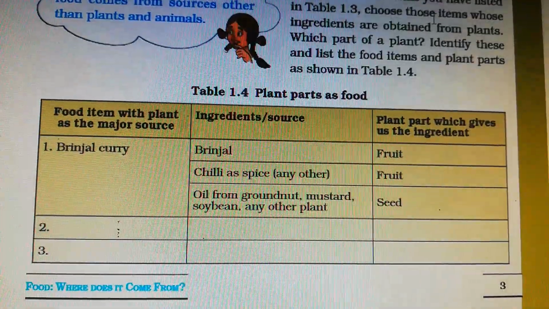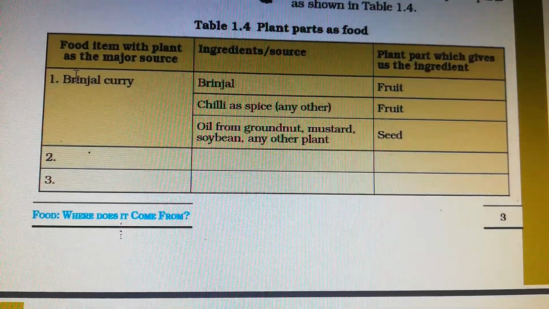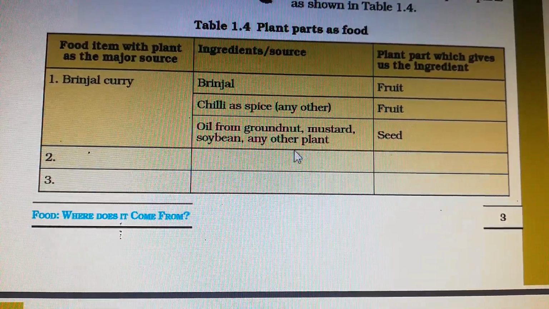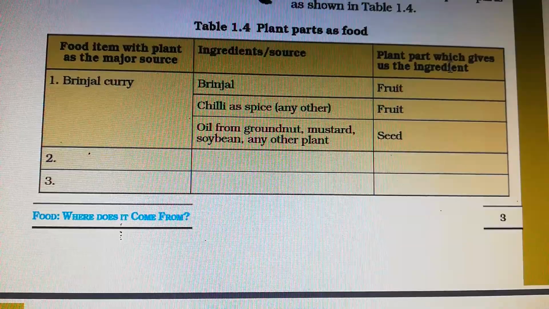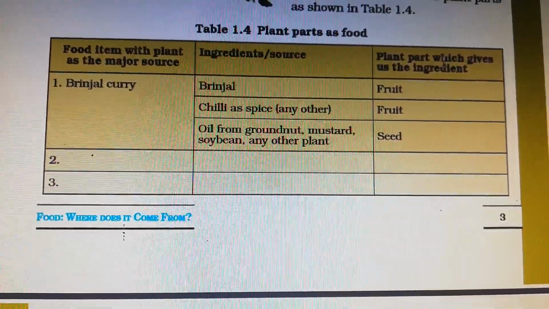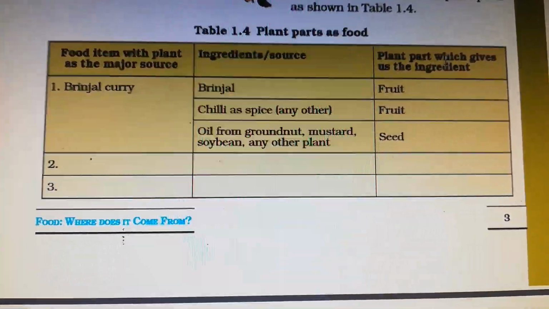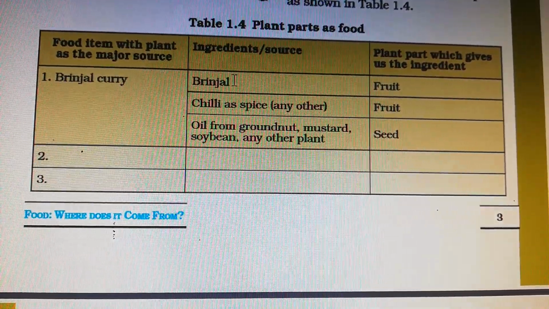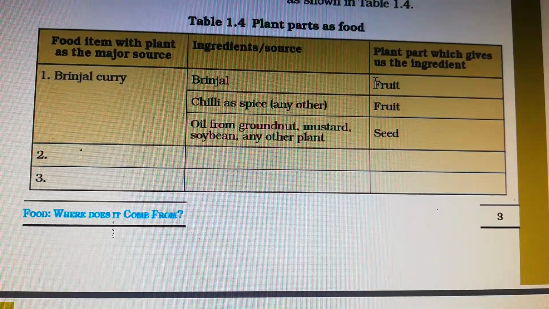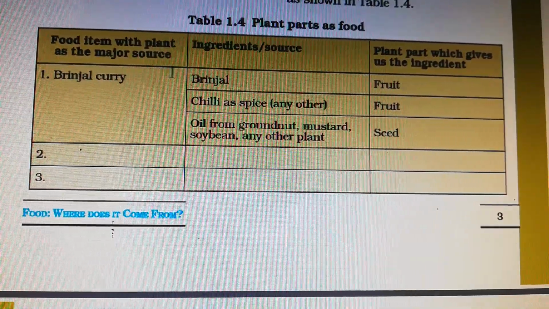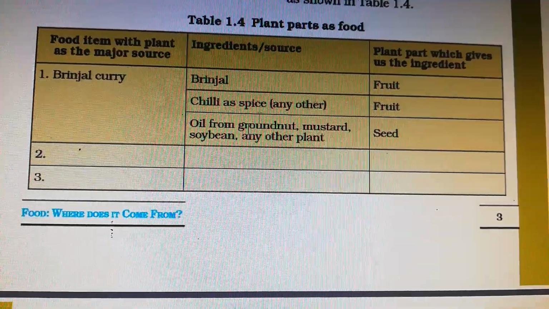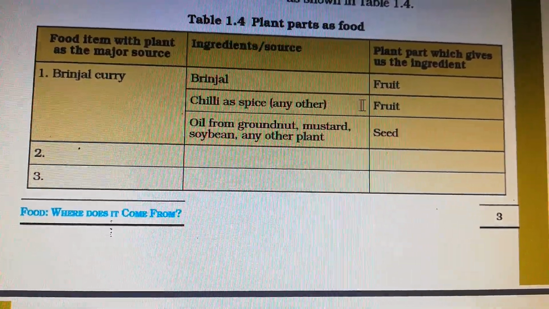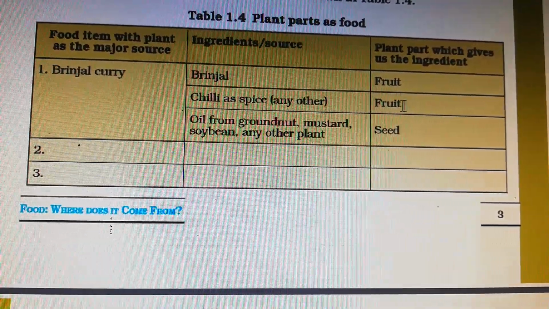Next, in activity 4, you have to choose any of the food items with a plant source and write their ingredients, and then which plant part gives you those ingredients. For example, in the case of brinjal curry, you use brinjal as the source and its plant part is fruit. Brinjal is a fruit part of the plant. Next is chili, which we use as a spice. That is also the fruit of a plant.